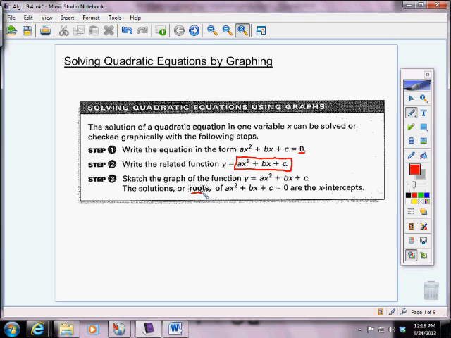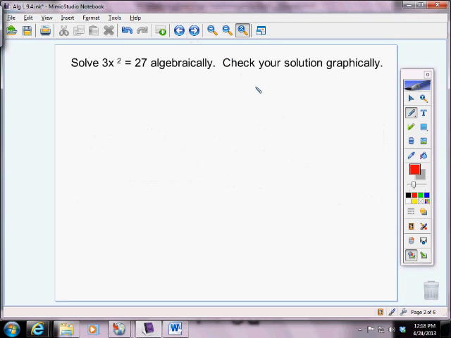It says the solutions, sometimes called roots, are the x-intercepts. Here's what we mean. We set the equation equal to 0, so our y is 0. Our solutions are going to be where our graph hits the x-axis, our x-intercepts. Let me show you an example so it makes some sense.